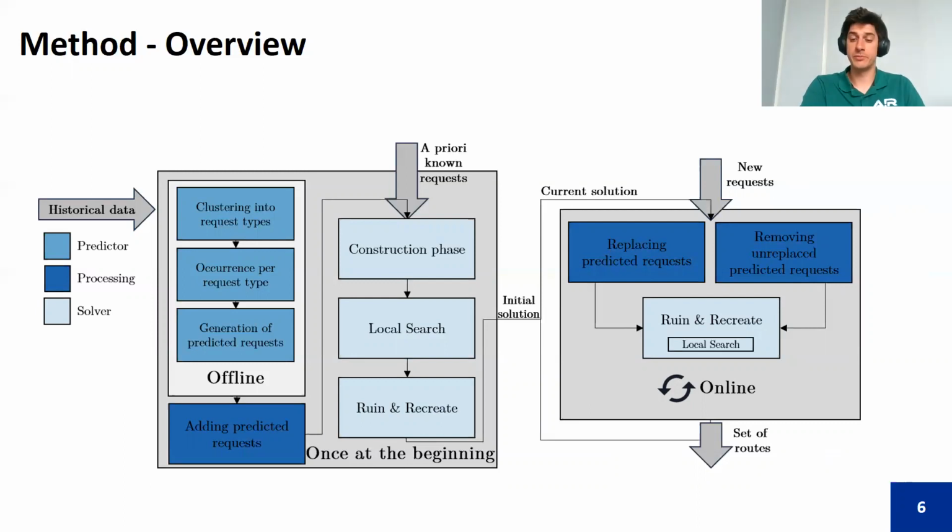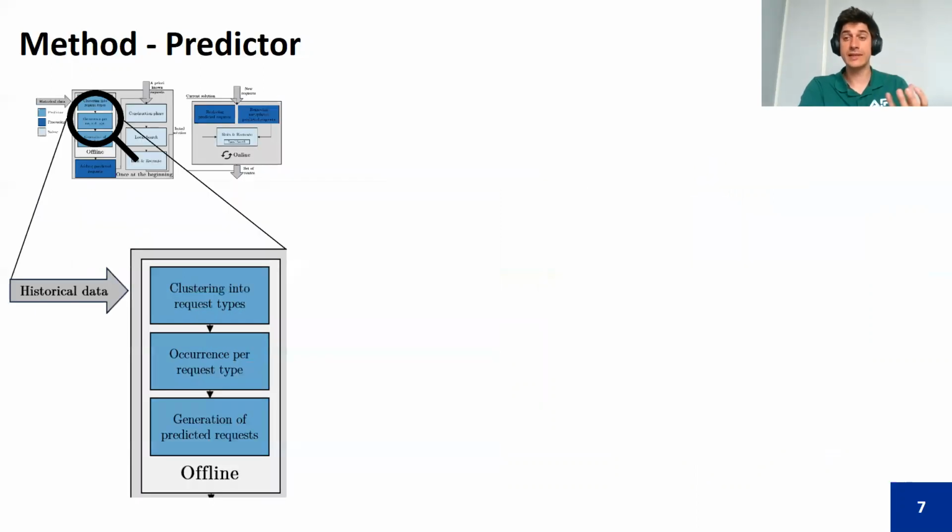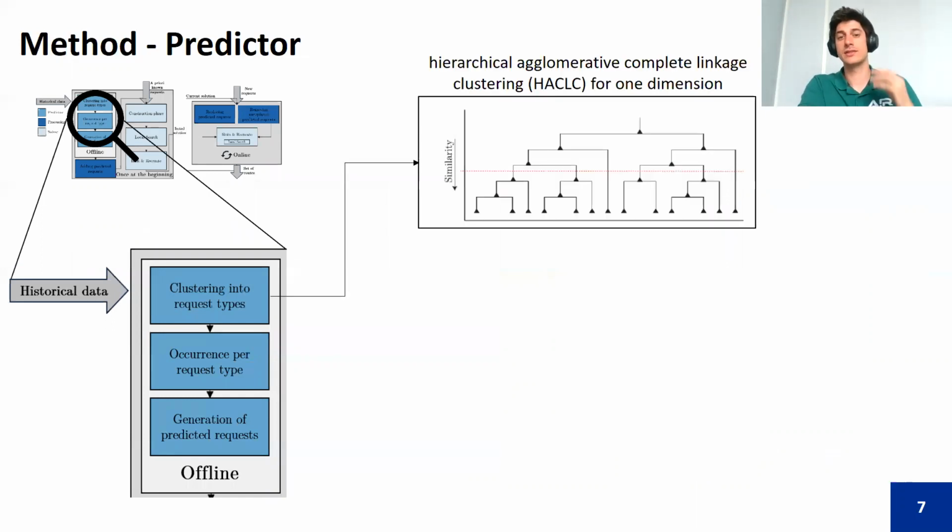Let's start with the predictor itself. The predictor is the part that's taking in the historical data, clustering it, looking at how often those clusters appear, and then generating actual predictions. For generating the cluster types, we use hierarchical agglomerative complete linkage clustering, short HACLC, which works the following way.